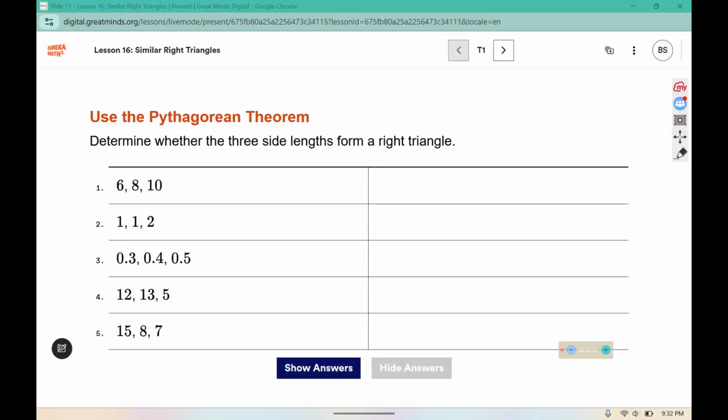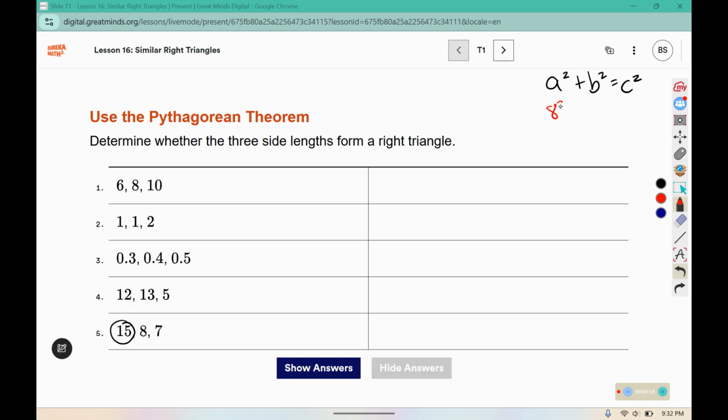Determine whether the three side lengths form a right triangle. So the longest side is always going to be in place of C for the hypotenuse. So I can replace A and B with the two smaller sides.